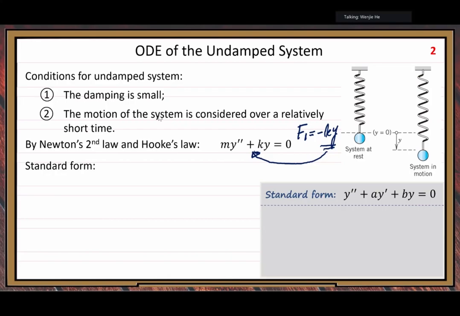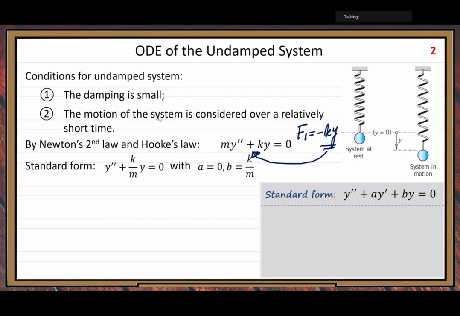That's the standard form. Then we divide by m, so we get that standard form. Very simple, second order ODE. We learned how to solve this simple ODE before. Because we have formulas, a constant, b constant. But for that one, a equals 0, and b is k over m.